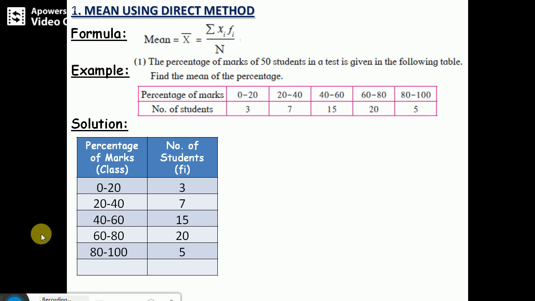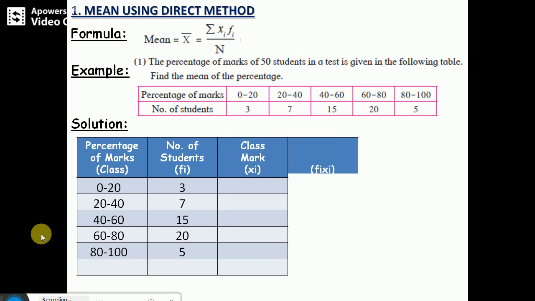Now going ahead, we have to make two more columns. One is for class mark, that is xi, which we'll need in our formula, and second is fi xi. This column can be calculated by multiplying column fi with column xi.